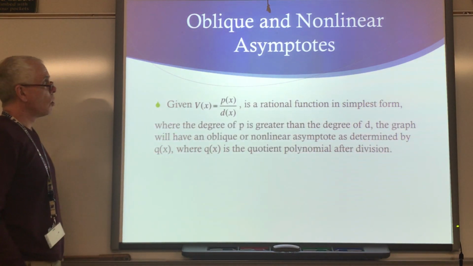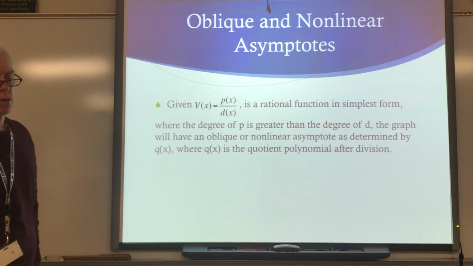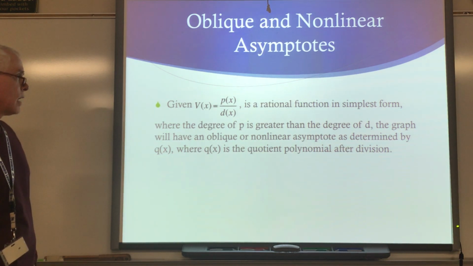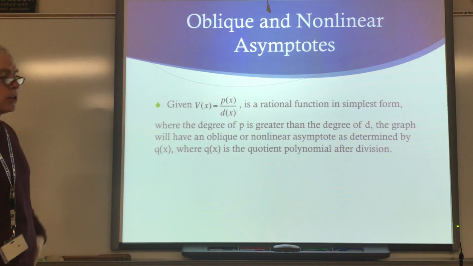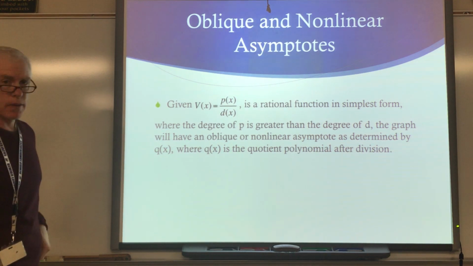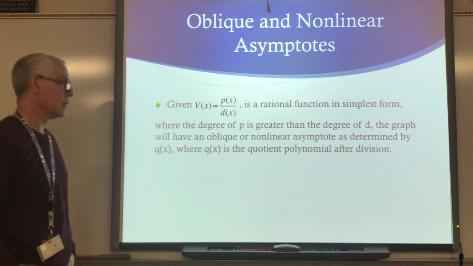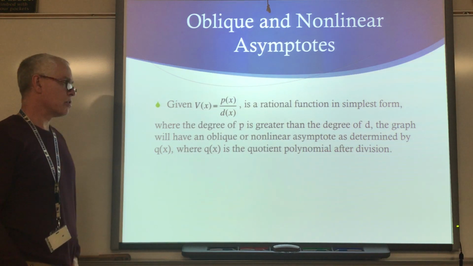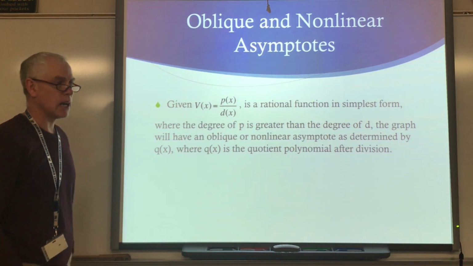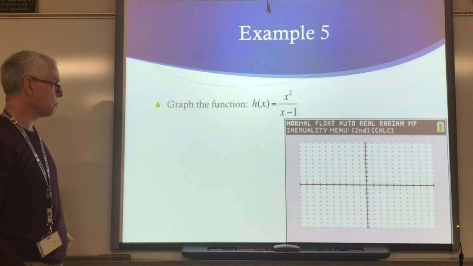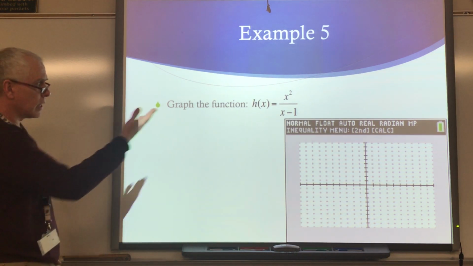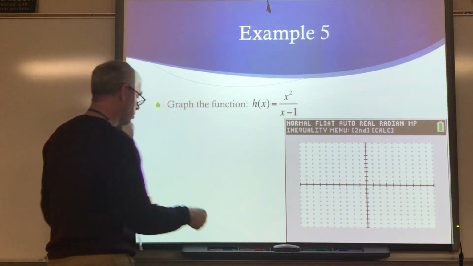All right, oblique and nonlinear asymptotes. So if you have that rational function, if the degree on the top is bigger than the degree on the bottom, you're going to have an oblique asymptote. And you can find those out by just dividing the top and bottom, and we'll do that in a second. So the degree on top, x squared, is bigger than the degree on the bottom.